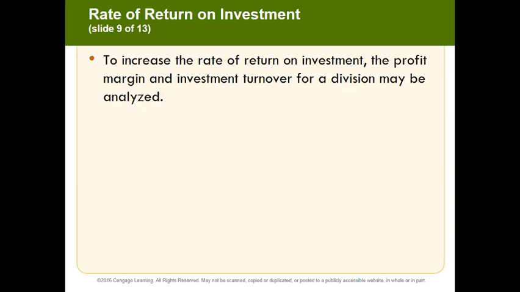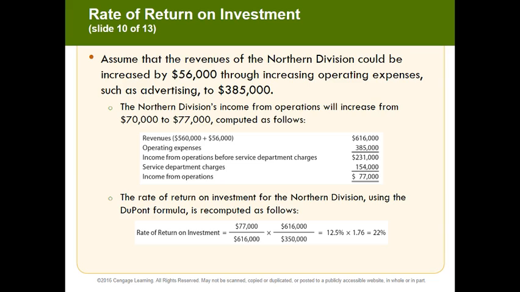To increase the rate of return on investment, the profit margin and investment turnover for a division need to be looked at each individually. So let's look at the revenues of the Northern Division. Let's assume they could be increased by $56,000 through increasing operating expenses such as advertising to $385,000. The rate of return on the investment for the Northern Division using the DuPont formula can then be recomputed, and it would be 22%.